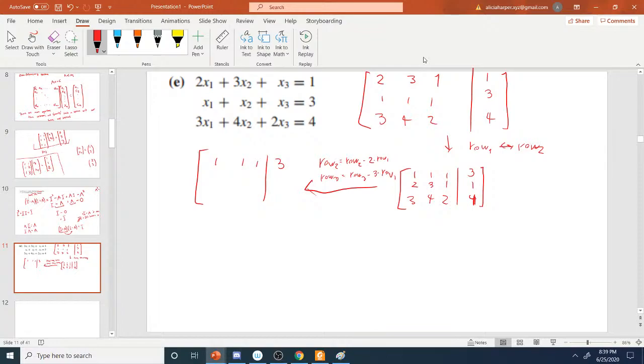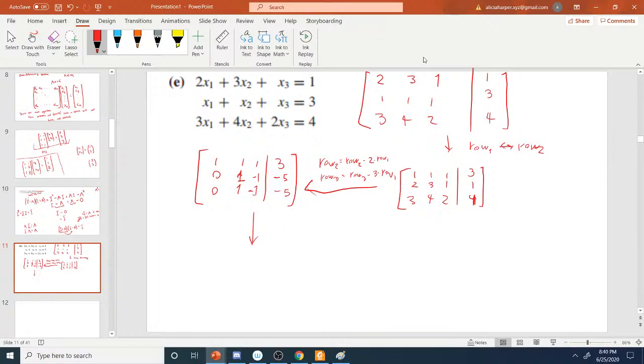The second row becomes 0, 1, and then -1. And then I'm subtracting 2 times 3 from 1, so I'll have -5 here. And this will be a 0. This will be a 1. And this will be a -1. And now I'm subtracting 3 times 3 from 4. So I will also get -5 here.